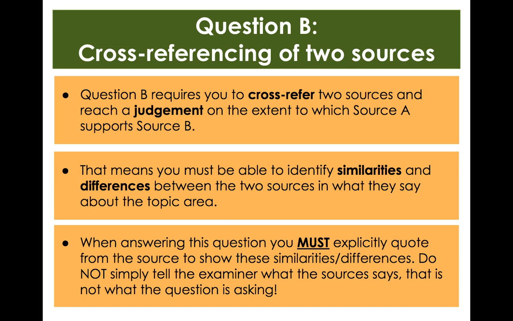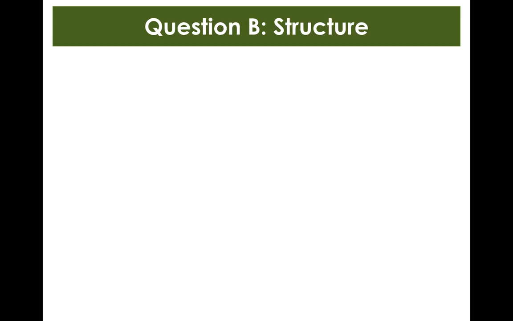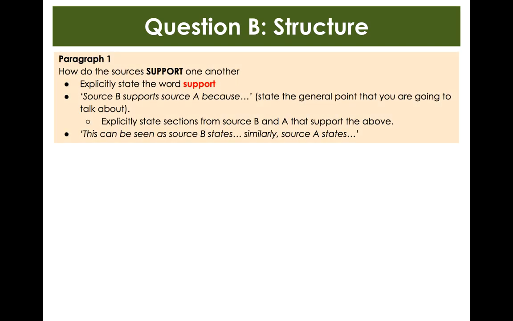Okay, so let's have a look a bit at the structure of this. There are 3 paragraphs that you need to put together in total. The first one looks at obviously how they support each other. I want to see that word support in that paragraph at least once. It should be in there a couple of times. You'll open the paragraph simply stating how you feel that they support each other, and then you go into more explicitly giving evidence to show this by explicitly quoting the source from each of the sources given.